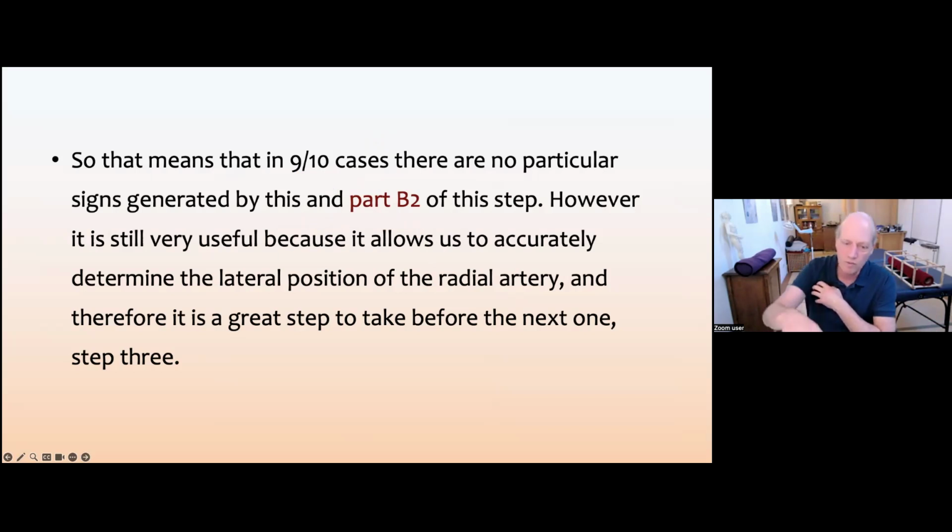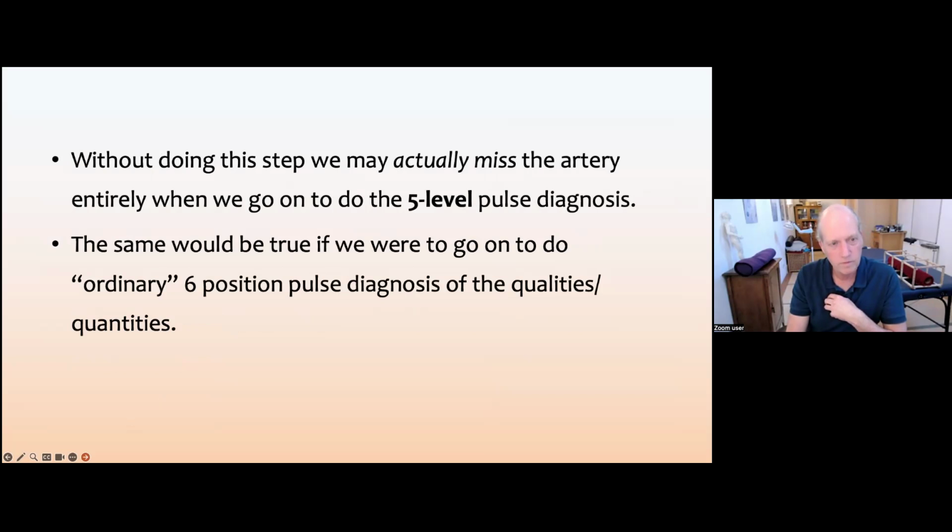At least go through the motion of it to allow yourself for C to be really accurately on top of the artery. So by the way, C, you have to be on top of the artery for it to work. So that's why this is useful. And this is to say, without doing this step, you might actually be missing the artery when you go on to do the 5-level pulse diagnosis. So you could just miss it altogether.